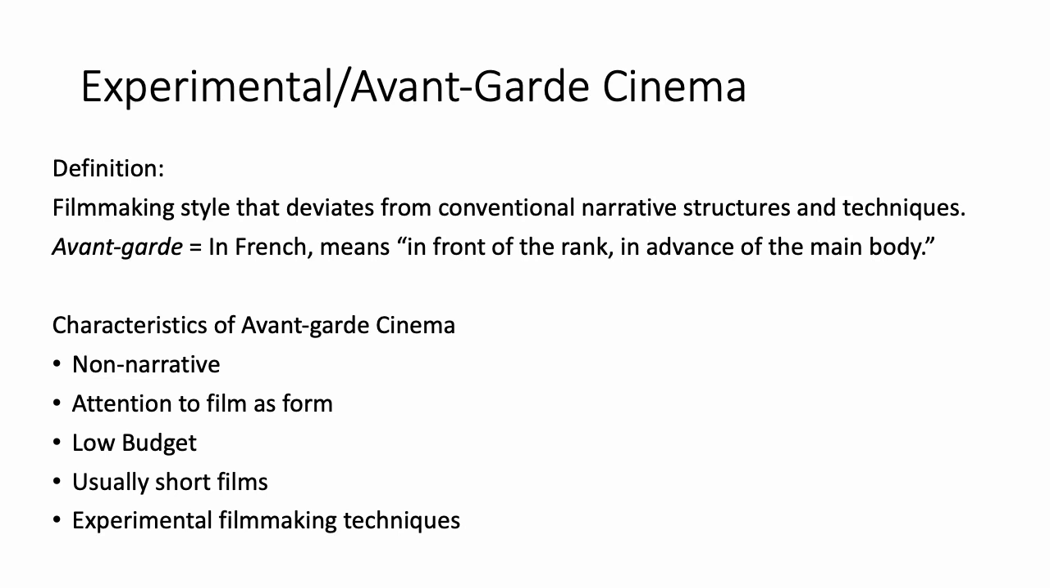Experimental film is defined as the filmmaking style that deviates from conventional narrative structures and techniques. It's also known as avant-garde cinema. Some of the characteristics of avant-garde cinema and experimental film are that they are usually non-narrative. There's more attention to the film form than the content, usually low budget and short films, and involve many different experimental filmmaking techniques.